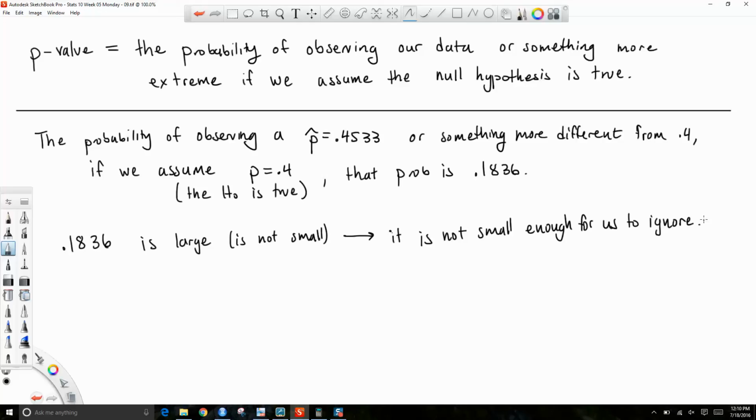Okay, and because it's not small enough for us to ignore, what we're going to say is that we will not ignore the possibility that our data was a result of random chance alone.